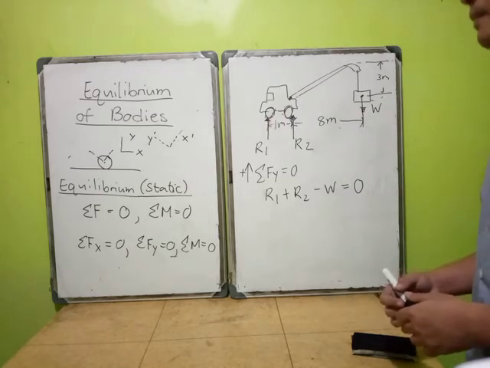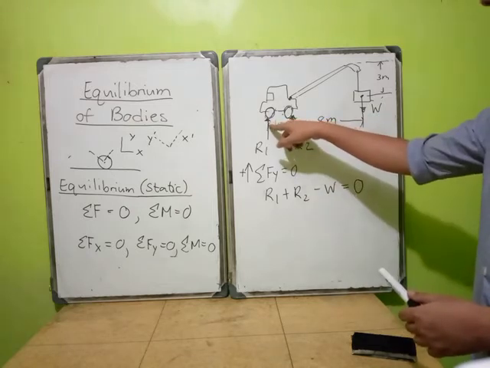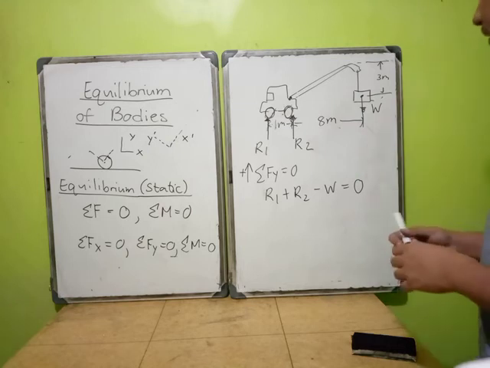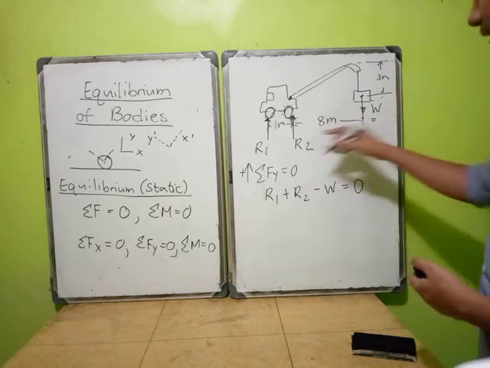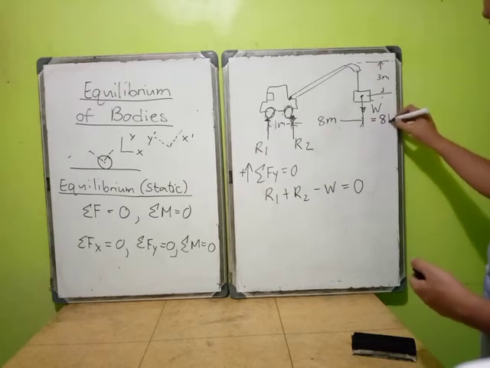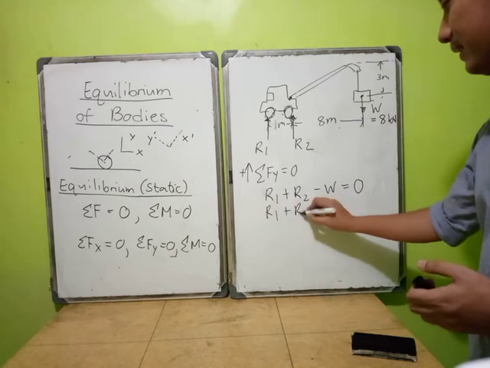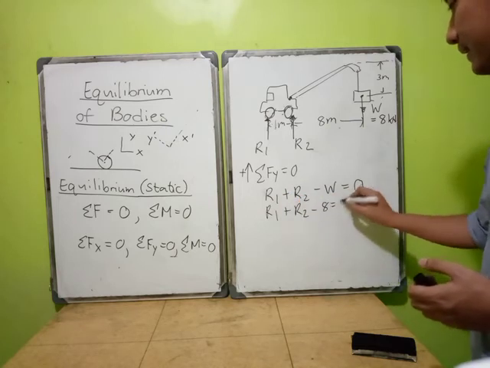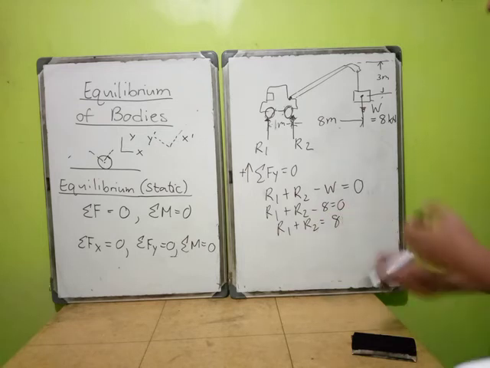Okay? So, ano pa yung pwede nating mabuo? Sabihin natin na available itong si W, ha? Dalawa lang yung hinahanap natin. Sabihin natin 8 kN to. So, magiging R1 plus R2 minus 8 equals 0. Kaya, R1 plus R2 is equal to 8. Okay?